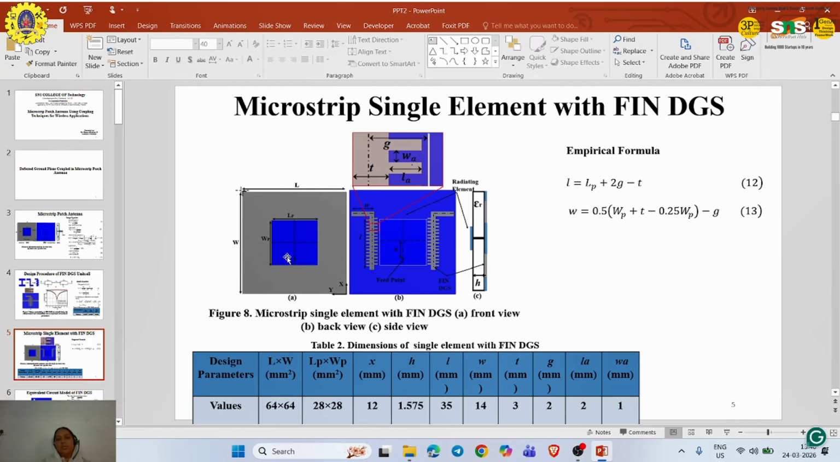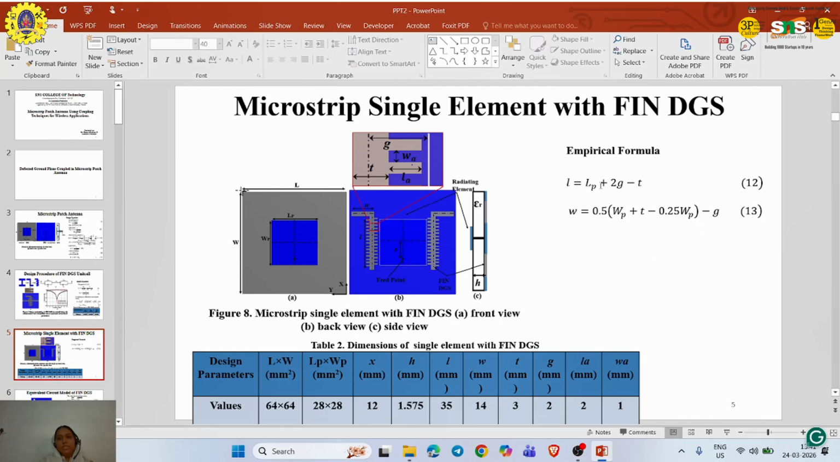So what I did is I placed this near the non-radiating side of the patch antenna in the ground plane. By placing this, using gap analysis, I arrived at the gap between these. So all these dimensions are calculated dimensions.